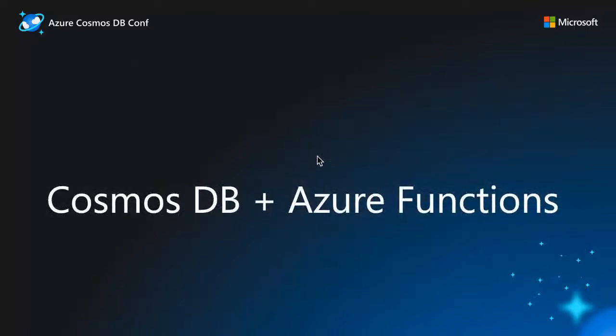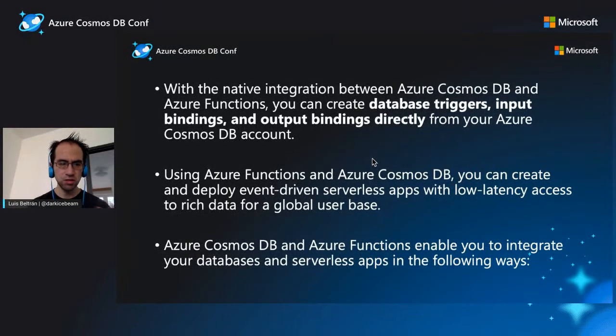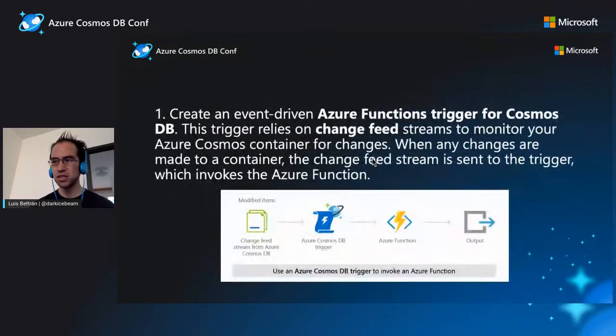So what happens with Cosmos DB and Azure Functions? Well, with the native integration between Azure Cosmos DB and Azure Functions, there are different ways to interact between them. There are 3 ways: database triggers, input bindings, and output bindings, directly from your Azure Cosmos DB account. So this means that you can create serverless applications that are event-based, with low latency access to rich data for a global user base. Yeah, basically Azure Cosmos DB. So yeah, there are 3 ways.